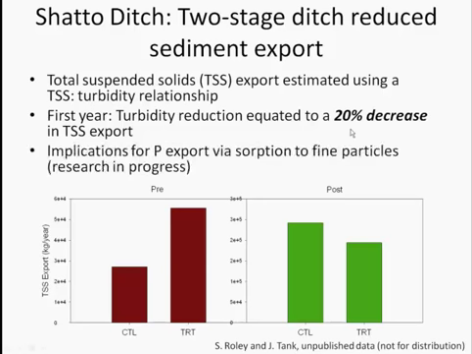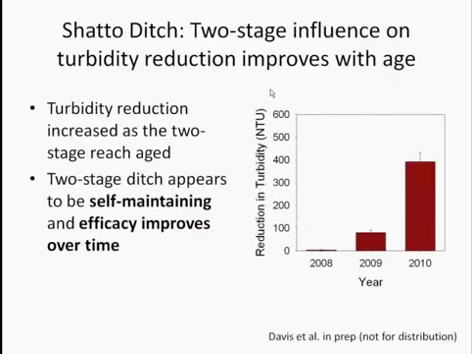And this, of course, is useful in itself, but there's also some implications for phosphorus export. We know that phosphorus is often sorbed to those fine particles. So if they are settling out, it could mean a reduction in phosphorus as well. And Rob has been collecting samples to examine whether this is true, but those data aren't worked up yet. So I hope we'll find that there is a phosphorus effect as well, but we don't know for sure yet. So that was sediment export.